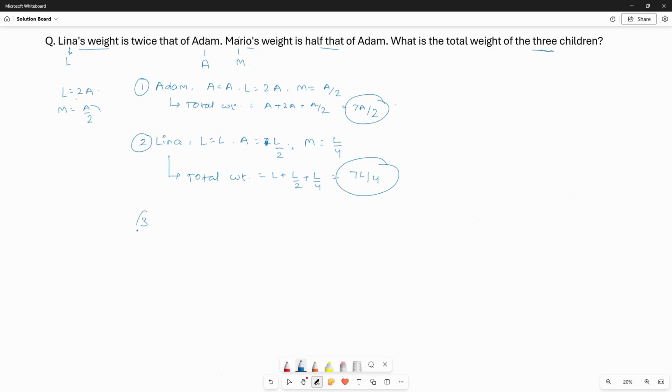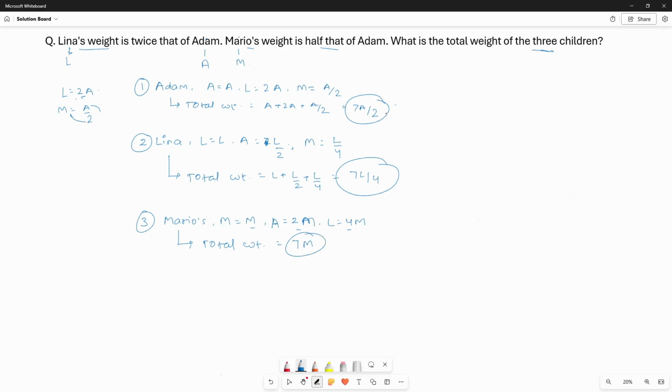Or the third case, from Mario's perspective, that is Mario's weight will be M. Here we can first see the weight of Adam. Adam is twice that of Mario, and Lina is twice that of Adam. Therefore Lina is 4M. So from Mario's perspective, the total weight is equal to M plus 2M, 3M, plus 4M, 7M.